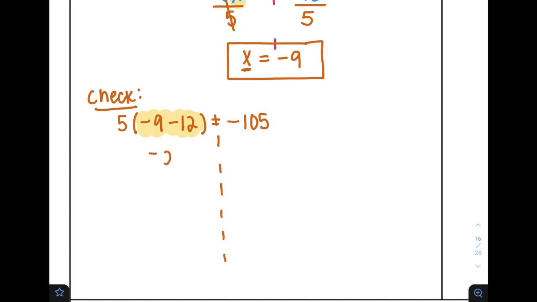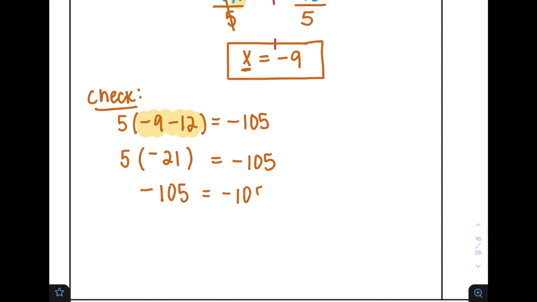I'm going to get negative 21 times 5. This is going to equal negative 105. It should equal negative 105. That's the whole idea. Actually, I'm going to get rid of this so you can see this better. Okay, so 5 times negative 21 is going to give me negative 105.